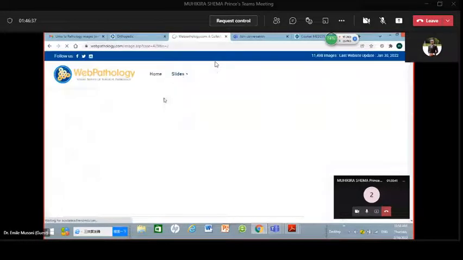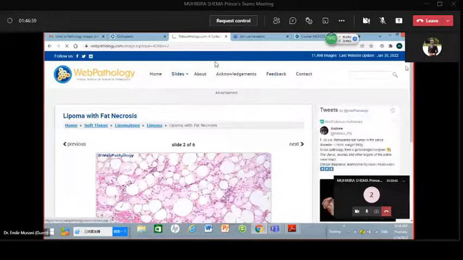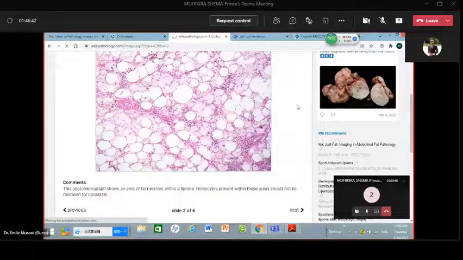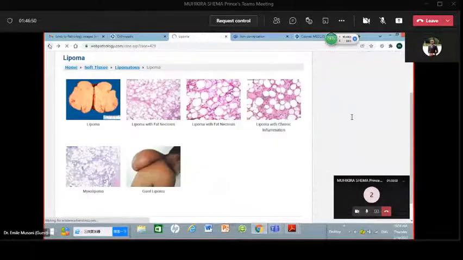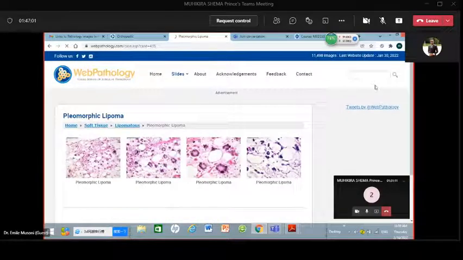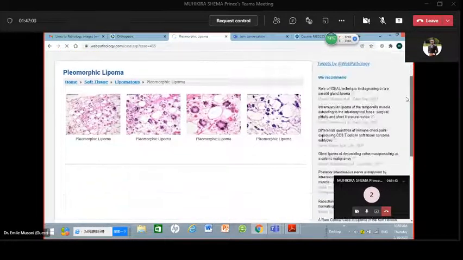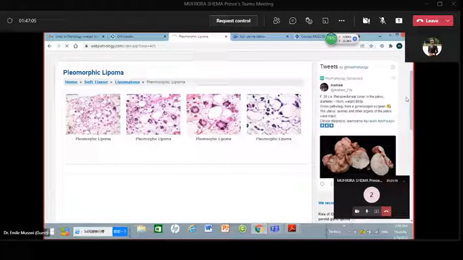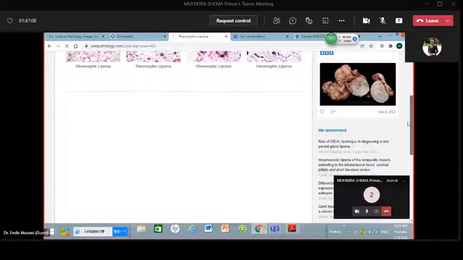But this one is also associated with necrosis, what we call fat necrosis. These are adipocytes, these are infiltration of lymphocytes. Angiomyolipoma. No, it is not. Sorry, pleomorphic lipoma. You see those images?